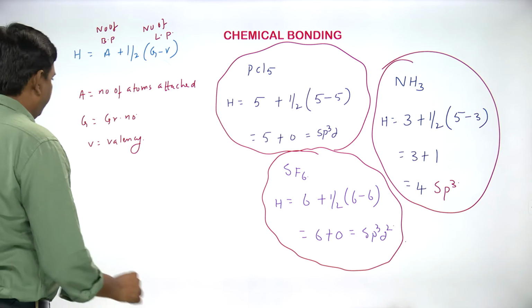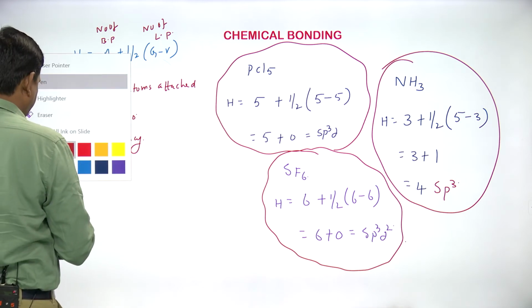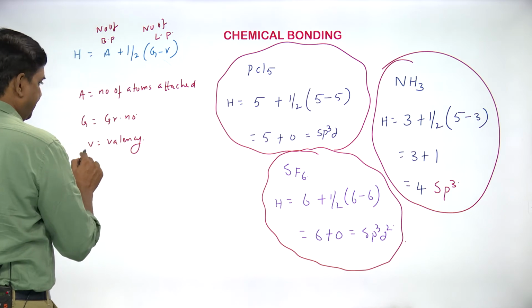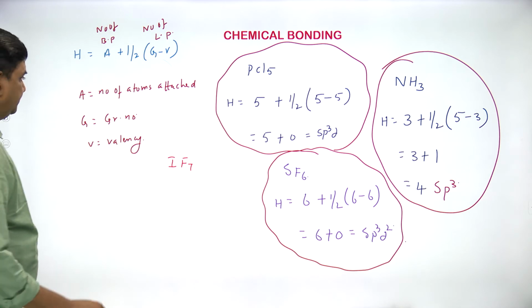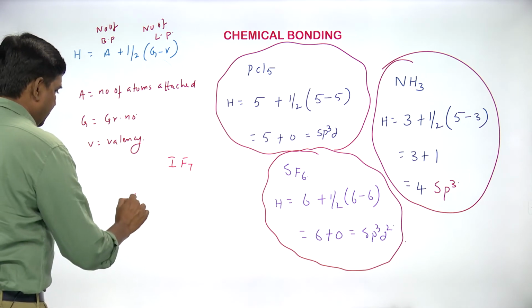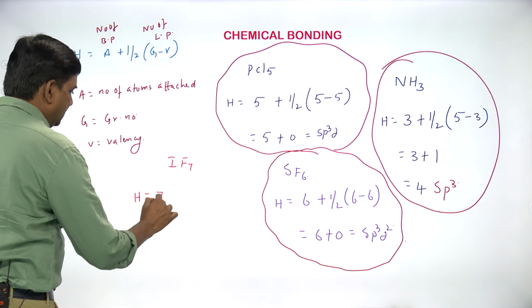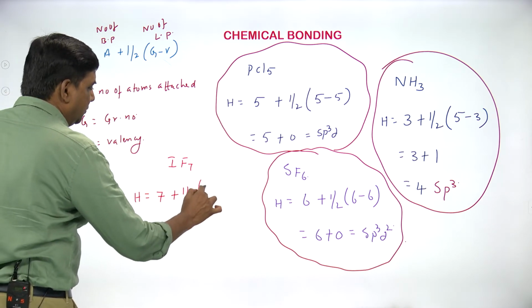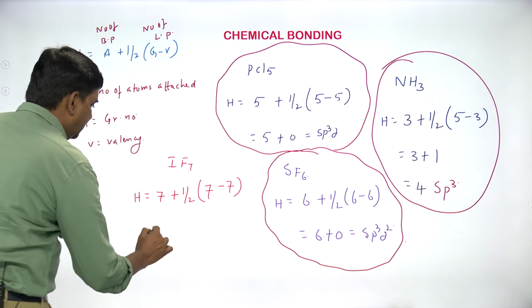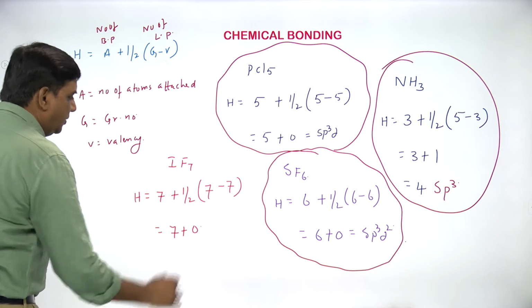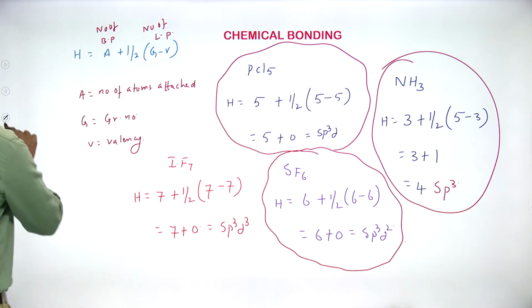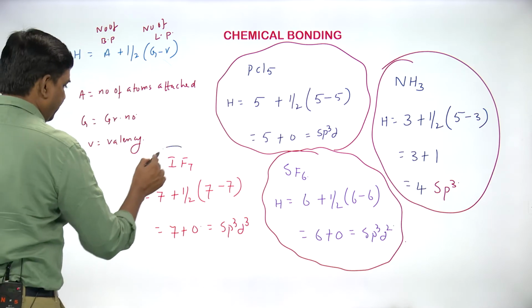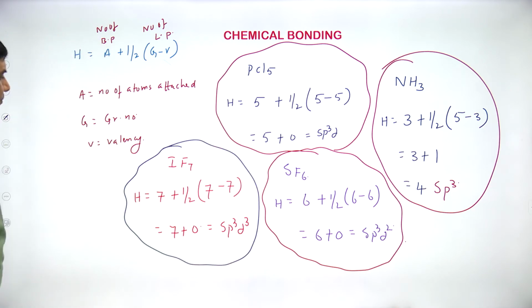See, IF7, H is equal to 7 plus half into group number 7 minus 7, is equal to 7 plus 0. 7 plus 0 means this is the sp3d3 hybridization.